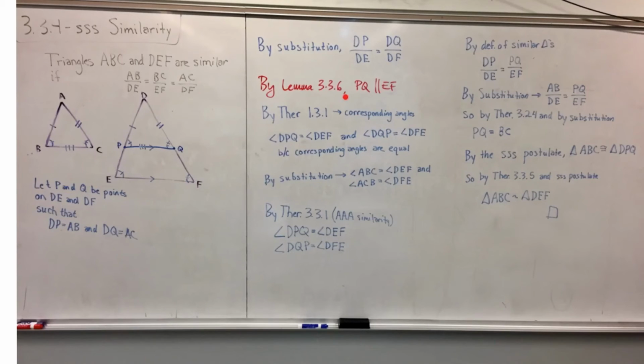There's still a question of whether we can use 3.3.6 in the proof of 3.3.4. We're going to have to look and see whether or not that leads to a circular argument, especially if 3.3.6 uses this result in its own proof. Then it would be off limits. But setting that aside, that parallelism gives us congruent corresponding angles, DPQ and DEF, as well as DQP and DFE.